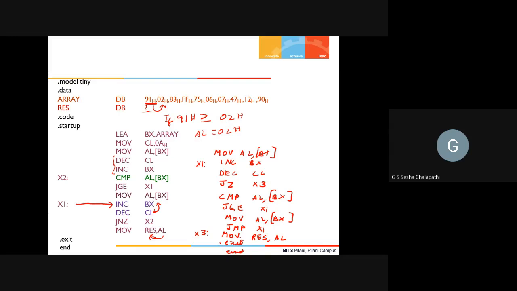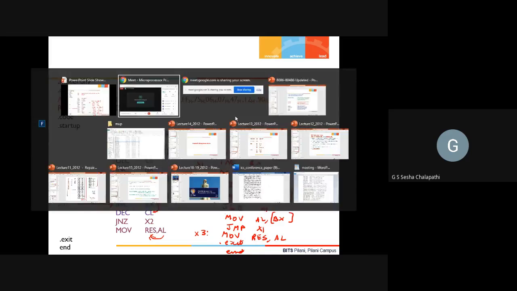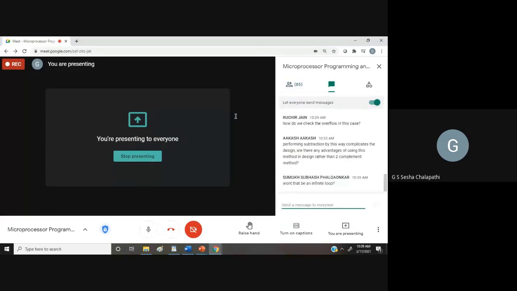Let us see if this also results in the same thing, or whether it will give a different result. Won't it lead to an infinite loop? Let us look at that soon.